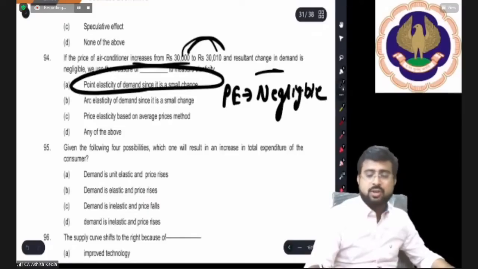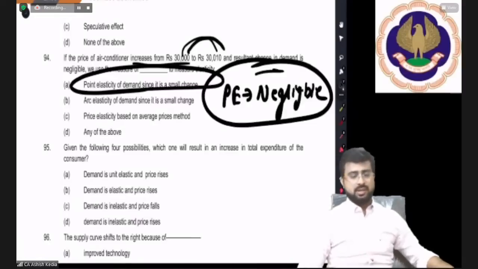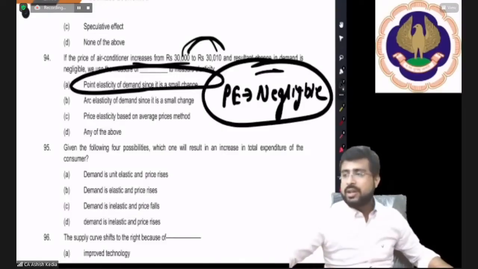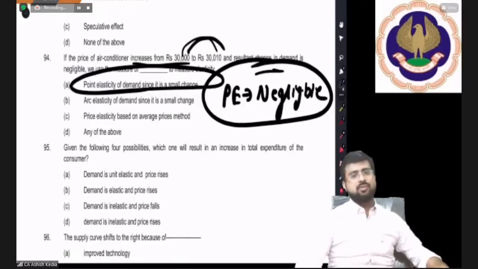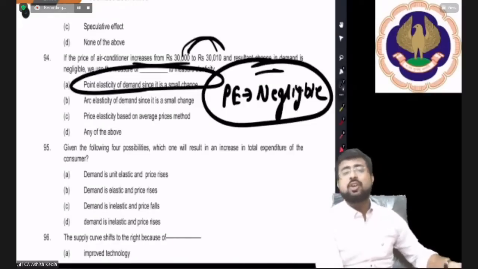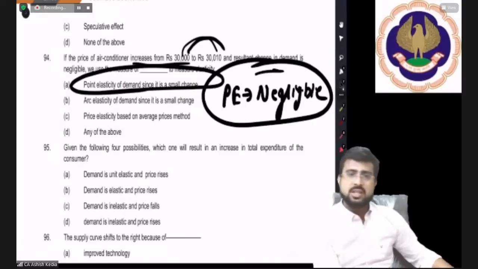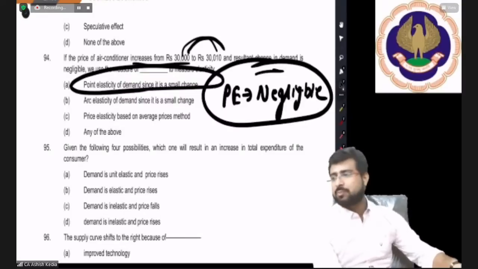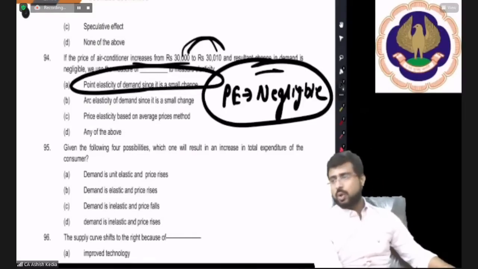Everybody write it down in the chat box that point elasticity is good when negligible changes are involved. Come on, everybody. Point elasticity method is good when price and quantity involve negligible changes. Come on, everybody, in the chat box. Point elasticity is good when there are negligible changes in the price and quantity levels.